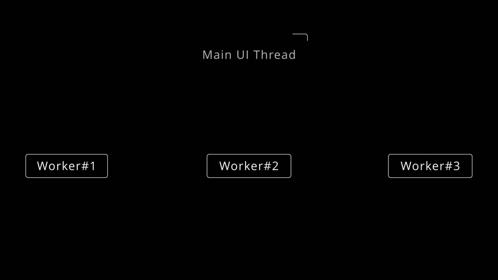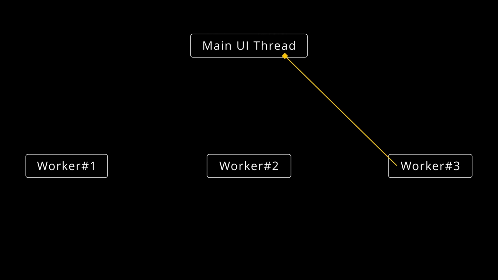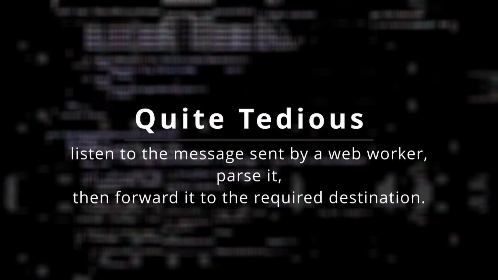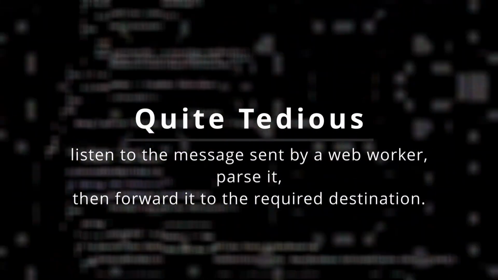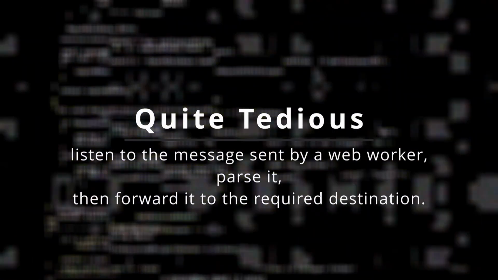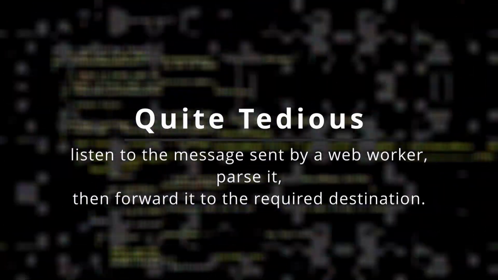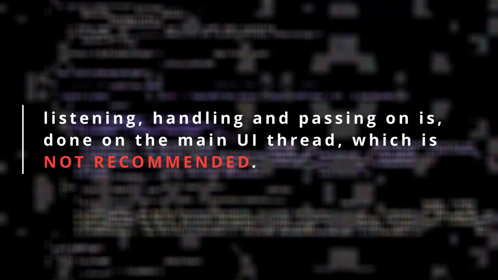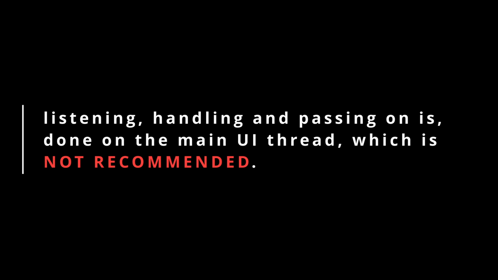One way is to send a message back to the main thread. From one worker thread, you send the message back to the main thread, and then that main thread passes on the message to the target worker thread. This is quite tedious as you need to listen to the message sent by a web worker, parse it, and then forward it to the required destination. Also, the listening, handling, and passing on is done on the main UI thread, which is actually not recommended.